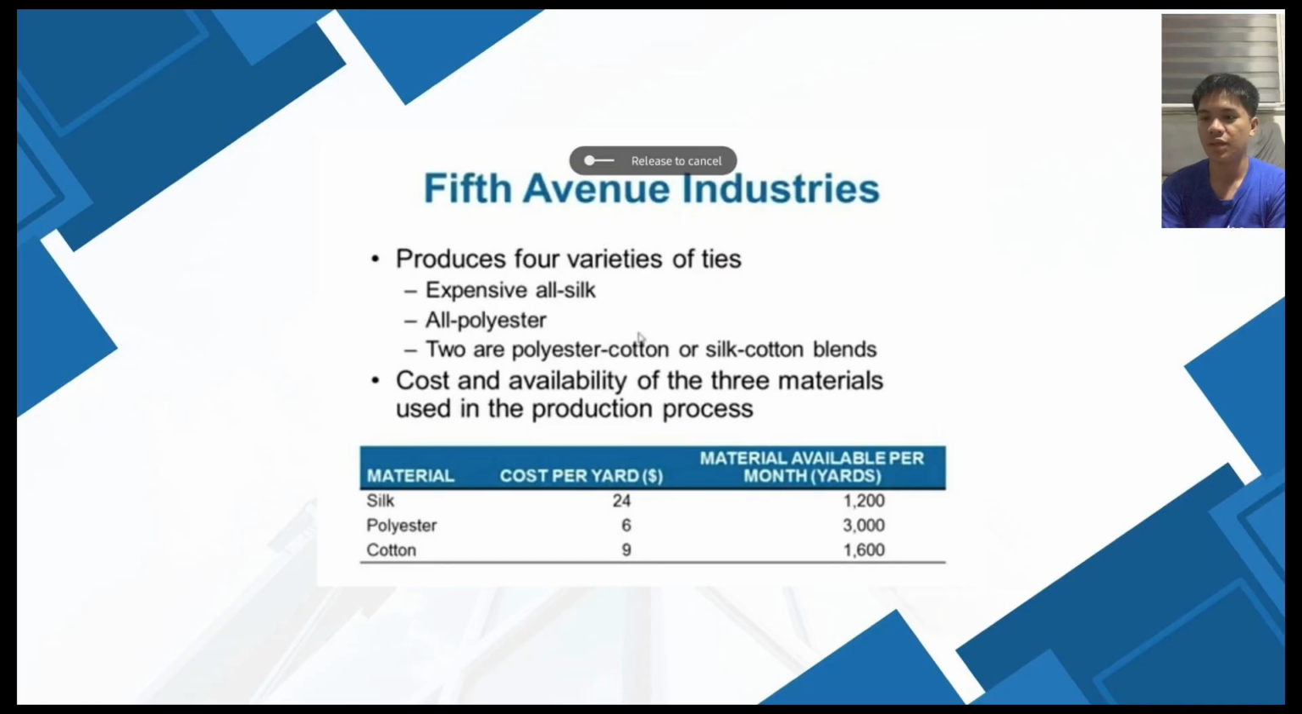To achieve this, we need to determine the optimal number of each tie to produce. We define our decision variables as x sub 1, all silk ties; x sub 2, all polyester ties; then x sub 3 is polycotton blend 1 ties; then x sub 4 is silk cotton blend 2 ties.